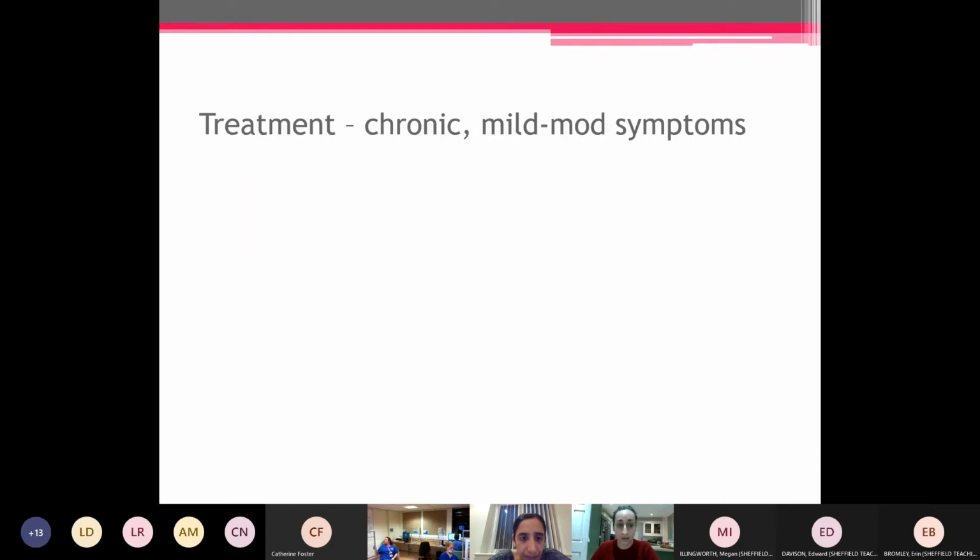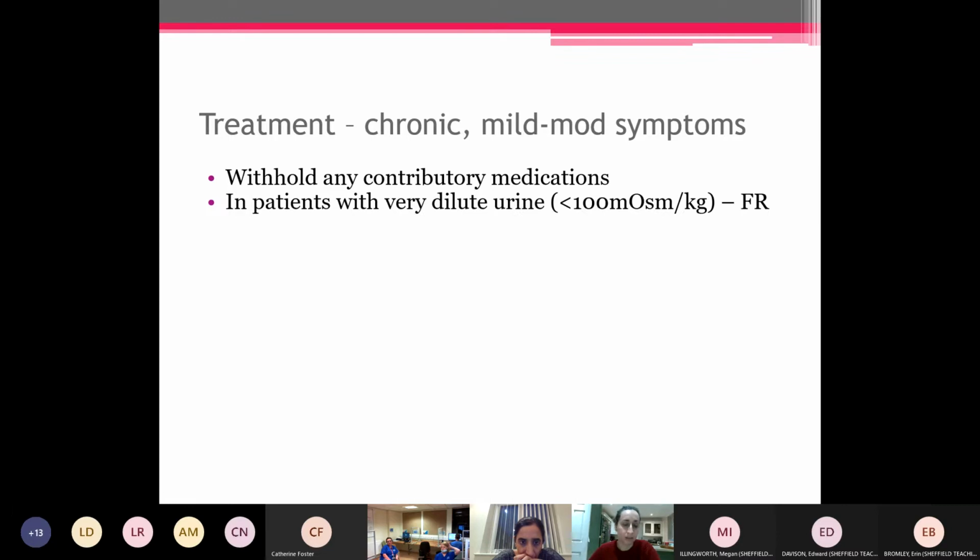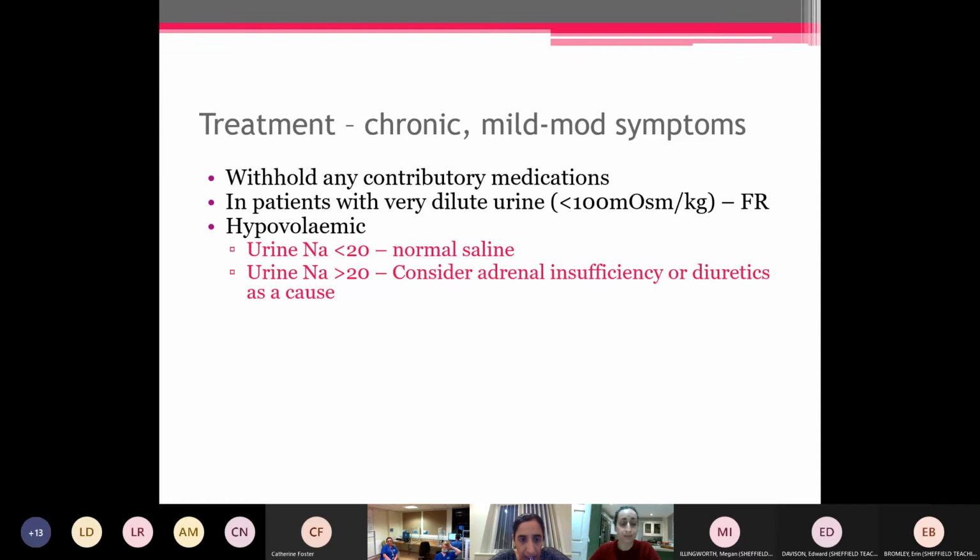So, treatment. If we've got someone with chronic hyponatremia, it's going on a while, and they've got mild or moderate symptoms, we don't want to be bringing the sodium up too quickly. So what we can do is withhold any contributory medications unless there's a good reason not to. For example, as I said, you might want to withhold an SSRI, but you probably wouldn't want to be messing with someone's antiepileptics. In patients with very dilute urine, you would look at their fluid input and restrict them.